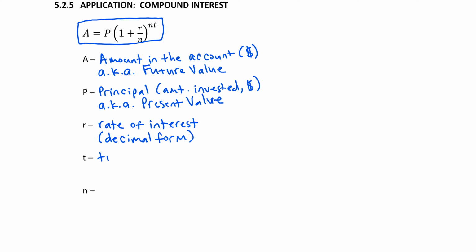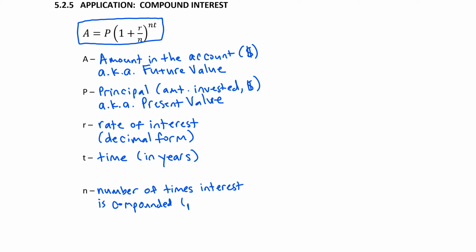T in this formula is time, and specifically, this is measured in years. If you talk about something like 3.5 years, you would plug in 3.5 for T. Or if you talk about a 6-month investment, you would type in 0.5 for T. Now, N in this formula is important. N represents the number of times interest is compounded or paid per year.